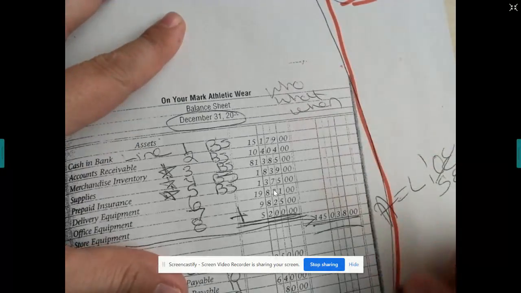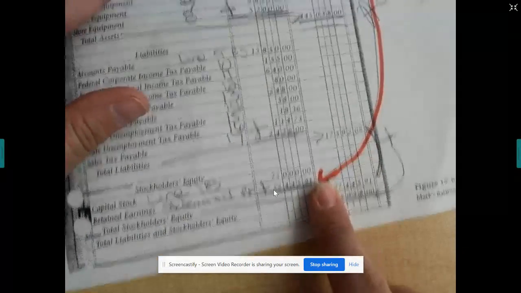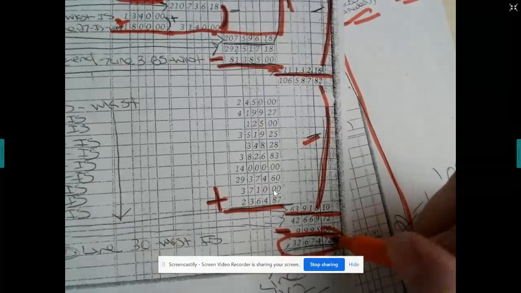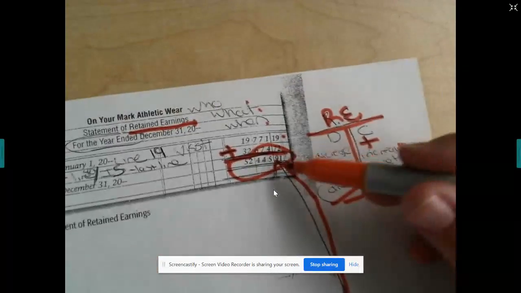Retained earnings is on page 565, and our retained earnings are going to get carried over right here to this line on our balance sheet. Okay, so we need the bottom number on the income statement to put here on the second line, and then we need this number over here on the balance sheet, the last line on the retained earnings.